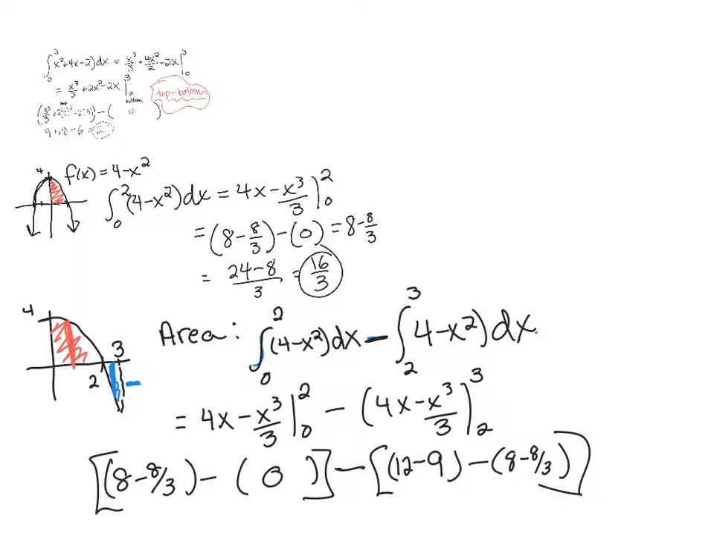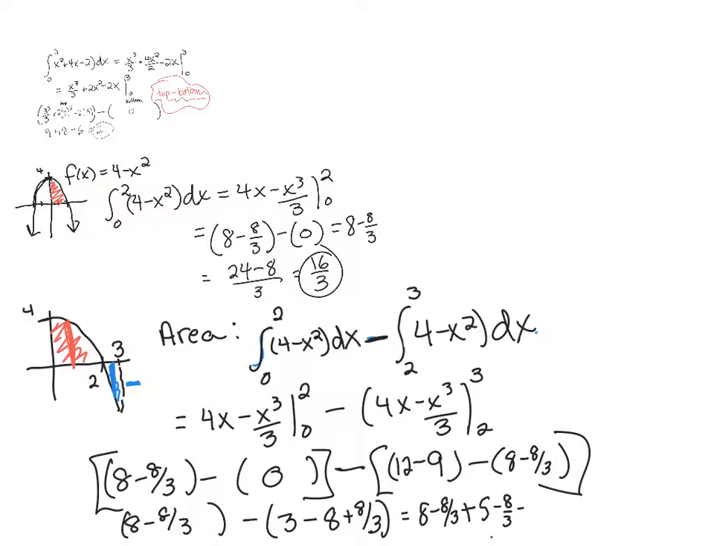All right, so we have 8 minus 8/3 minus 0, and then that's in the first thing. In the second thing, 12 minus 9 is 3, minus, I'm going to distribute that minus back here. I get minus 8 plus 8/3 because it's minus a negative. So 8 minus 8/3 minus a negative, 3 minus 8 is 5, and then minus 8/3.